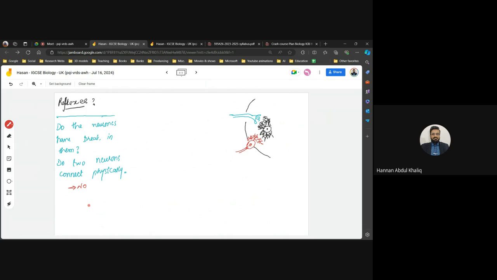95% of the neurons are not physically connected. They are not physically connected. The neurons are connected with the help of chemicals. If I try to explain that, I will basically magnify this particular part.